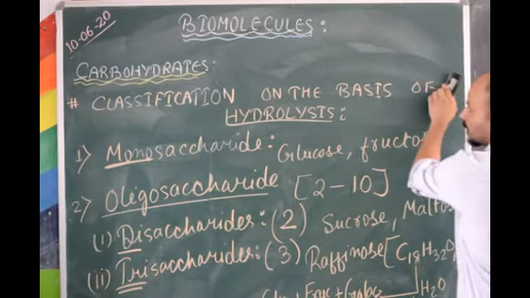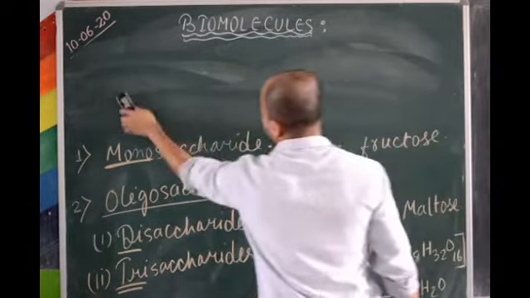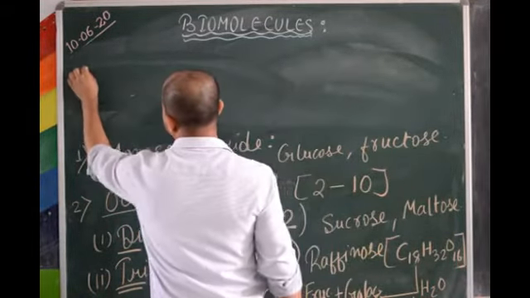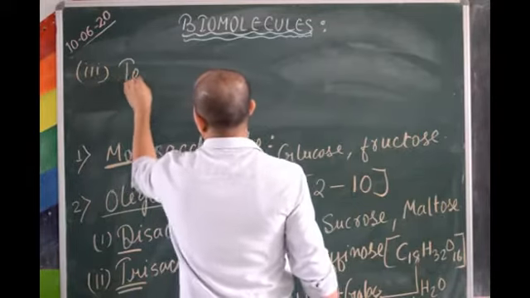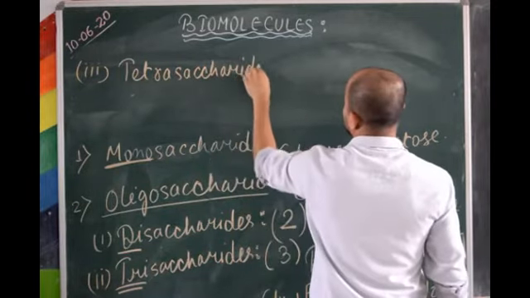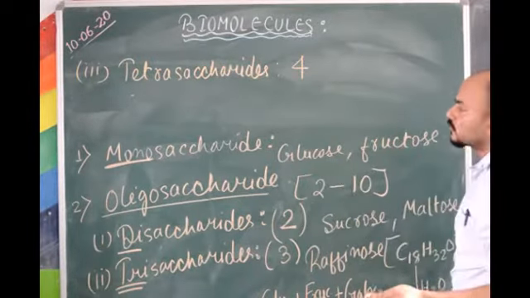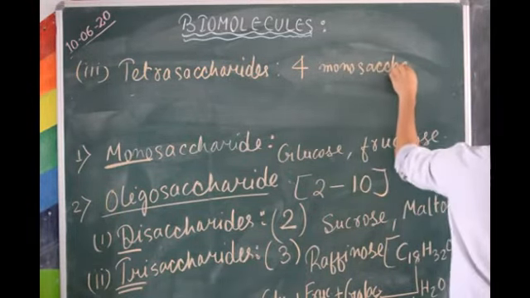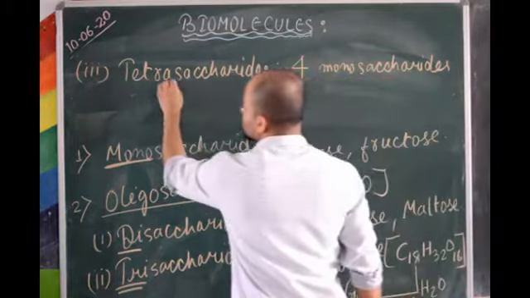Now, if you have those carbohydrates which can give you 4 monosaccharides, then obviously the name of that particular oligosaccharide would be tetrasaccharide. So the third one under oligosaccharide is tetrasaccharides. Upon hydrolysis, they are going to yield 4 simple molecules, that is, 4 monosaccharides. The name itself says tetra means 4.